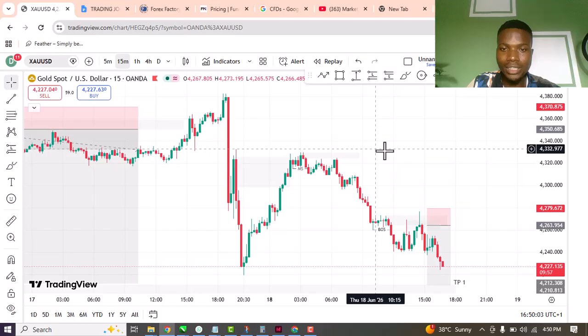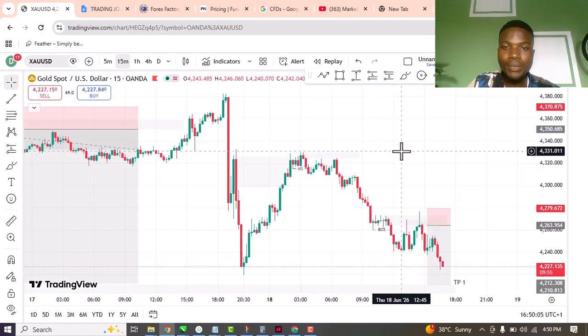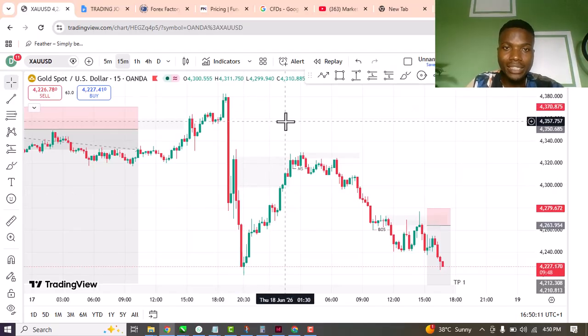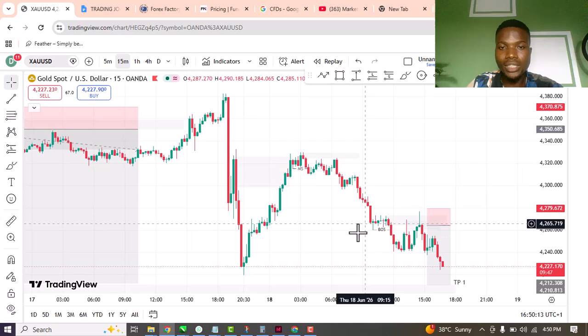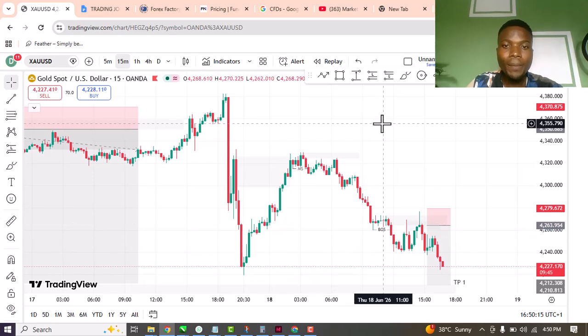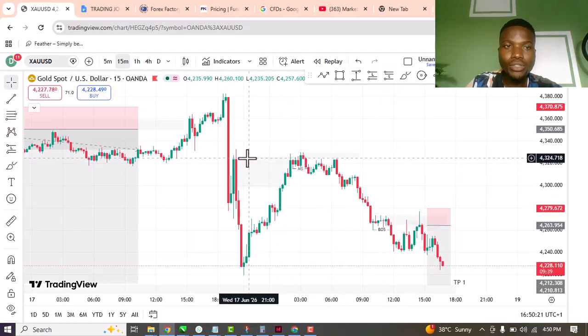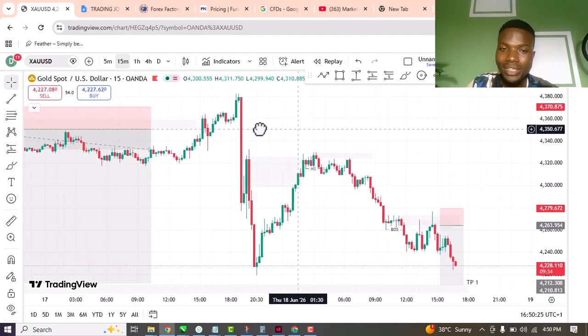What I simply did is look out for my internal supply zone. When price is selling, that is when we say price is in supply. When price is buying to the upside, that is when we say price is in demand. So I went down to my 15 minutes to mark out my recent supply zone.